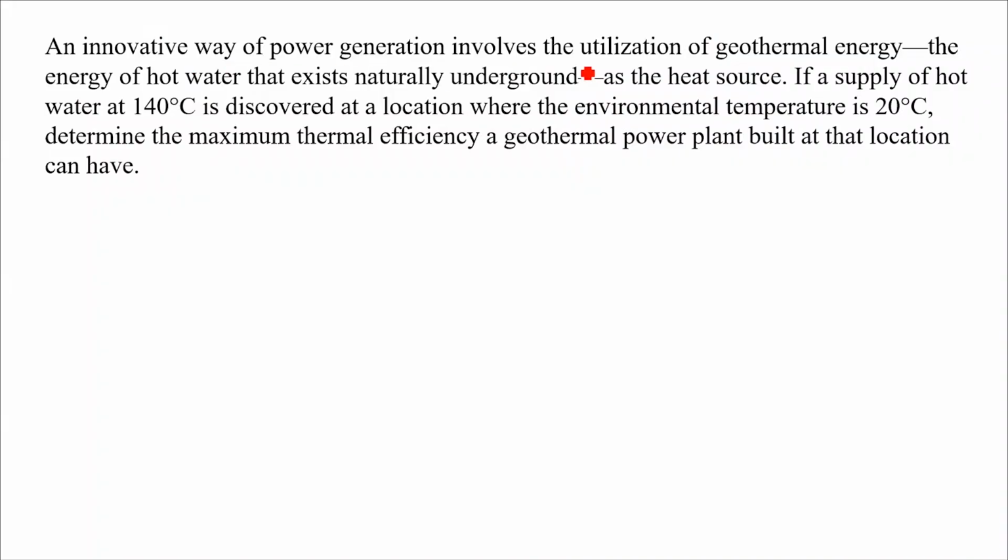The problem is an innovative way of power generation that involves utilization of geothermal energy. The energy of hot water that exists naturally underground is the geothermal energy, used as the heat source. If a supply of hot water at 140 degrees centigrade is discovered at a location where the environmental temperature is 20 degrees centigrade, you have to determine the maximum thermal efficiency of a geothermal power plant that can be built at this location. So you have to determine the maximum thermal efficiency, which is also the Carnot efficiency.